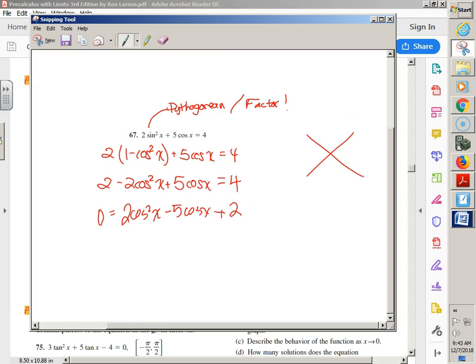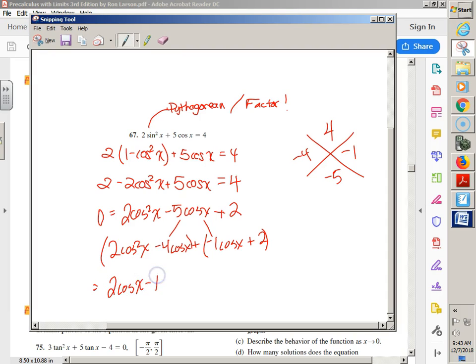If you do the grouping method, A times C, adding to be B, I think a negative 4 and a negative 1. So I have negative 4 cosine, negative 1 cosine. At which point, with grouping, I believe you end up eventually getting 2 cosine of x minus 1 after factoring out and getting cosine of x minus 2. Does anybody agree with that? That's right. At which point, remember, Tony, we're looking for both possible solutions.